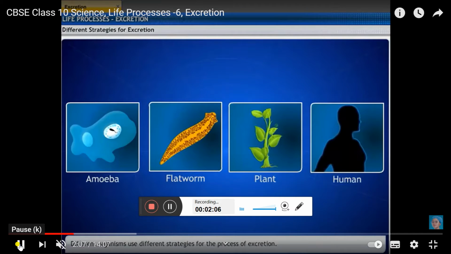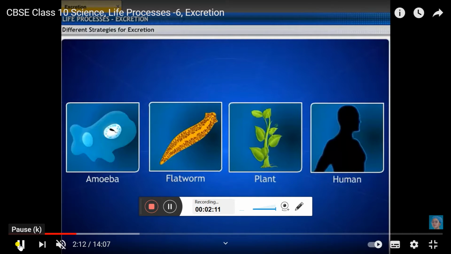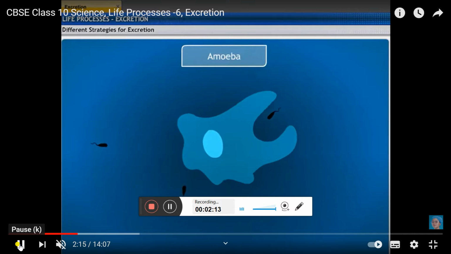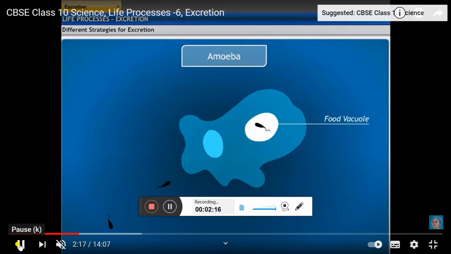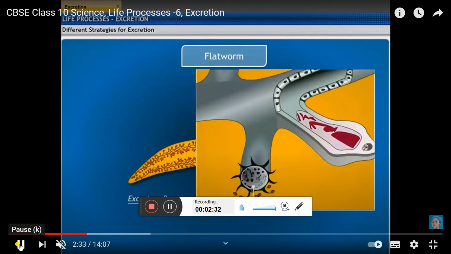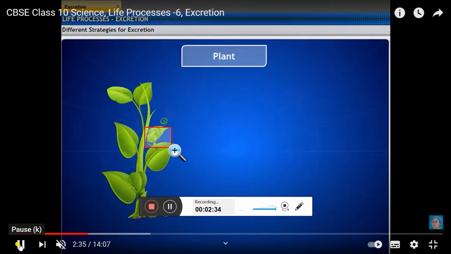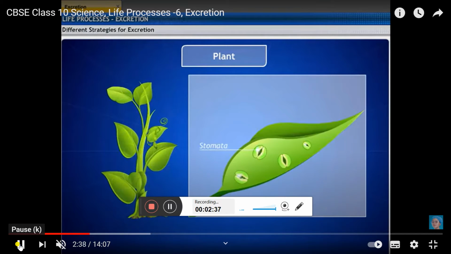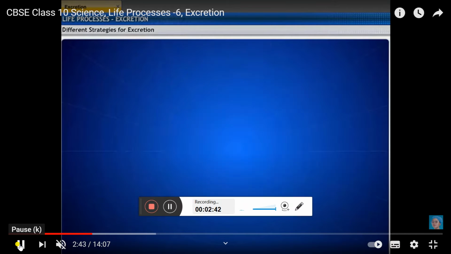Different organisms use different strategies for the process of excretion. Unicellular organisms such as amoeba remove waste by simple diffusion from the body surface into the surrounding water. Multicellular organisms such as flatworms use specialized organs to perform the same function. Higher plants eliminate gases and excess water through the stomata on the surface of leaves.